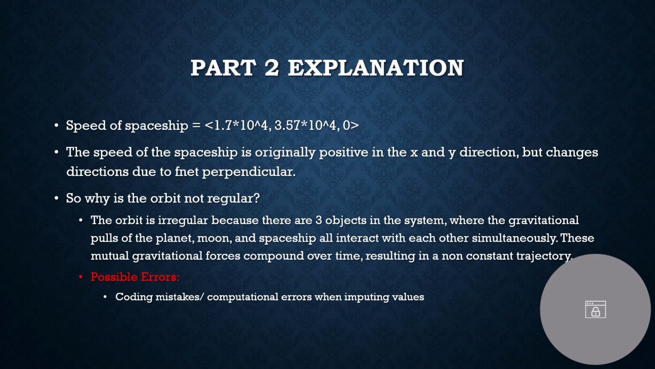My part 2 explanation. The speed of the spaceship is originally positive in the x and y direction, but changes directions due to F net perpendicular. So why is the orbit not regular? The orbit is irregular because there are 3 objects in the system. That should say 3 objects in the system, where the gravitational pull of the planet, moon, and spaceship all interact with each other simultaneously. These mutual gravitational forces compound over time, resulting in a non-constant trajectory. And there are possible errors, including coding mistakes or computational errors when inputting values, that could have resulted in the trajectory not being that perfect figure 8.